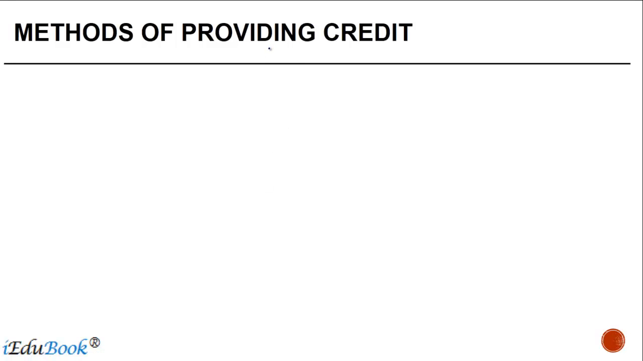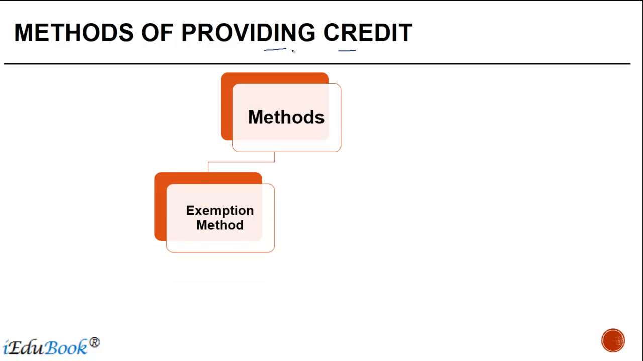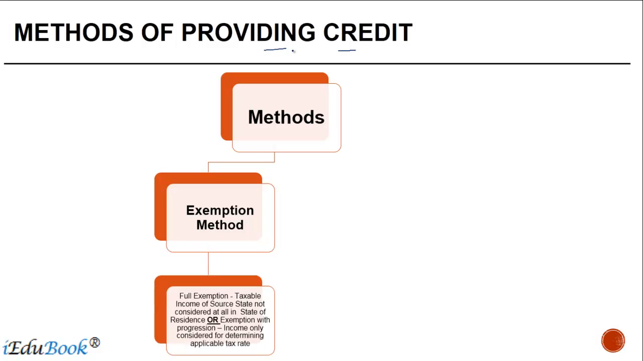Methods of providing credit. Now, we all discussed that if there is any tax which is paid in the source state, the state of residence should give a credit for those taxes. But how would the procedure actually work? There are two methods which are applicable: the exemption method and the credit method. So let's first discuss the exemption method.